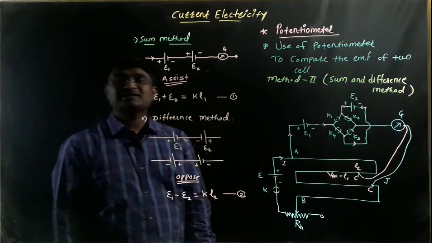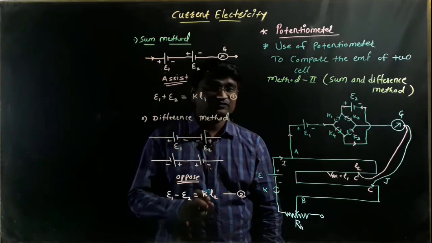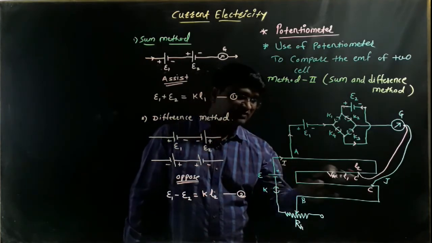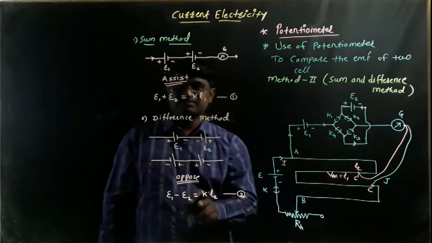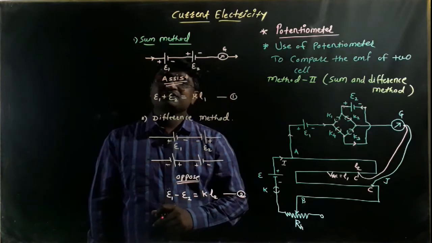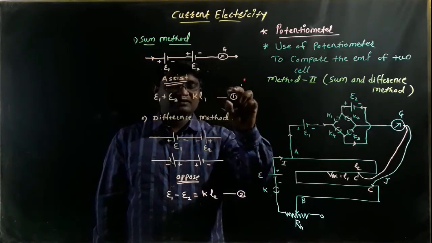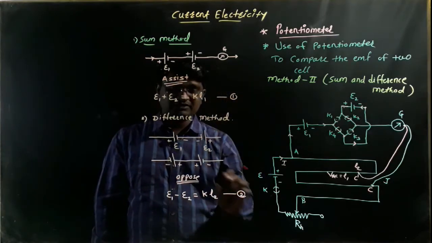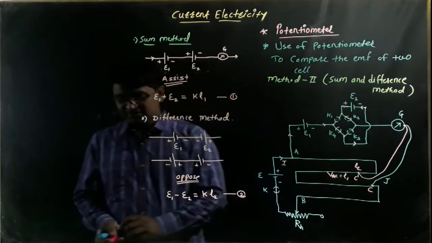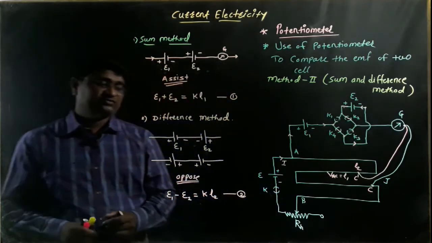K is the constant, that is the potential gradient, and we know that the potential gradient is potential per unit length. So as per the principle of potentiometer, we find equation number 1 and equation number 2. When we divide equation 1 and 2, we can compare the EMF of cells. So let's divide equation 1 and 2.